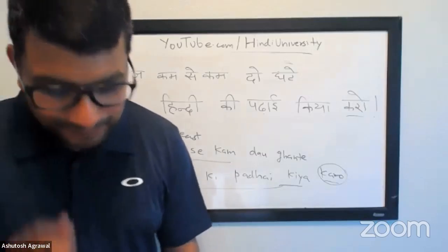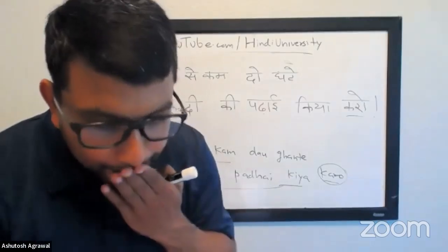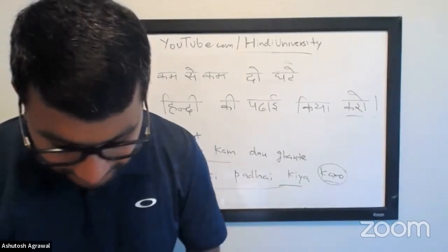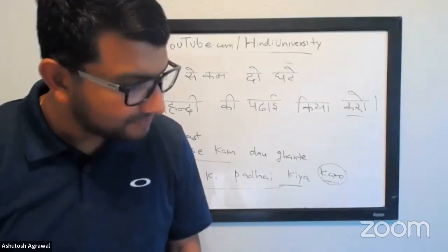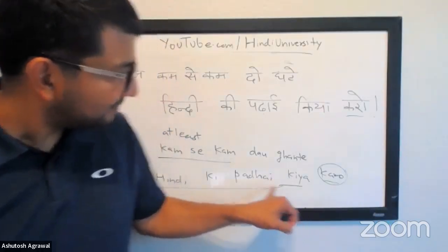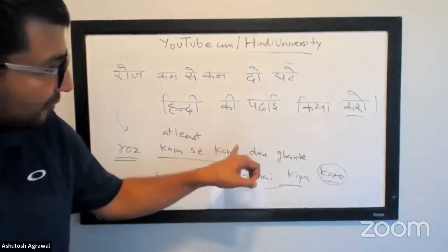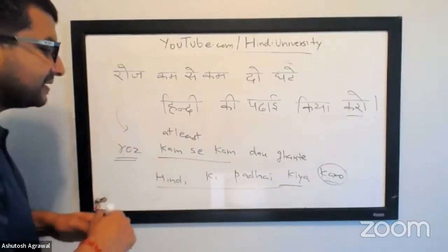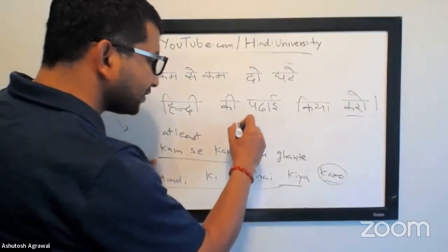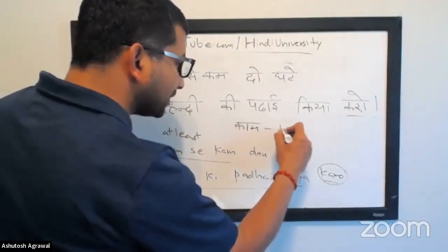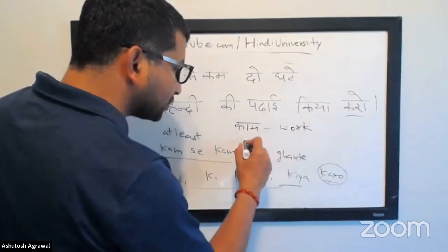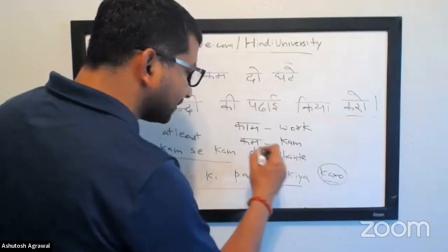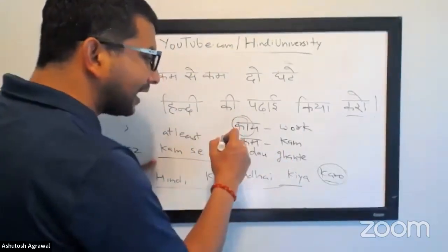Okay, so we'll change it. The word for work is kaam. What's the pronunciation of the other one? Which one? Kaam, say kaam. The first one, kaam, is work. This one is kam, right? So there's no ah sound here. It's kam.